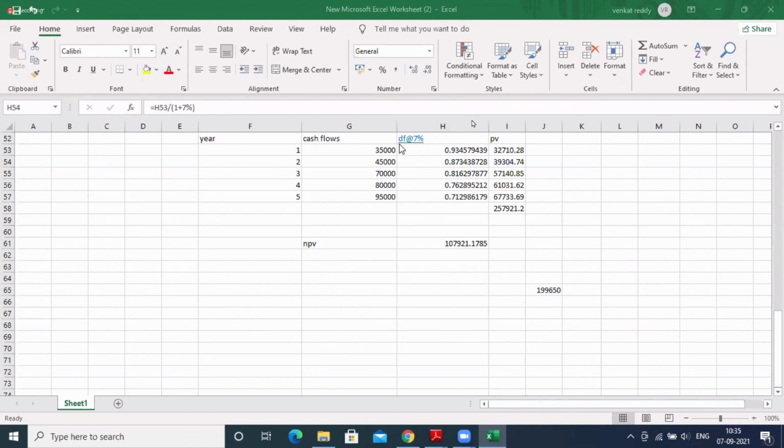So here you can see I am receiving 35,000 after 1 year, 45,000 after 2 years, 70,000 after 3 years, 80,000 after 4 years, and 95,000 after 5 years. Now I want to know the value of all these future cash flows in present terms. So its present value is 2,59,000.